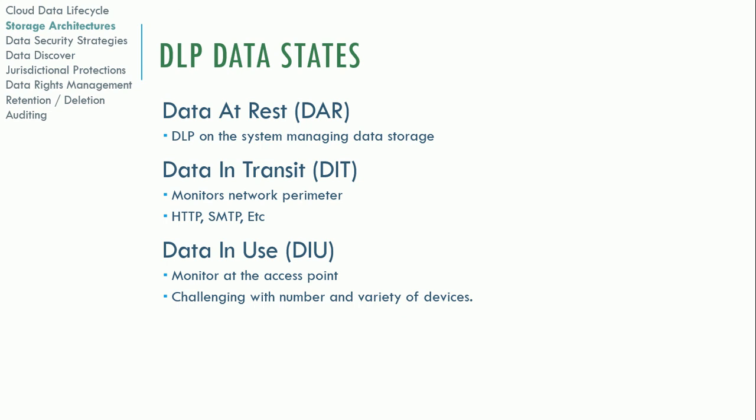So when we talk about data leakage protection, we have data at rest, which is DLP on a system that's managing data storage. Data in transit, which is monitoring the network perimeter, such as email or the web, right? So we're looking at websites that are exposed to the internet, SharePoint that might be exposed to the internet, and so forth. And then data in use, which is monitoring at the access point.